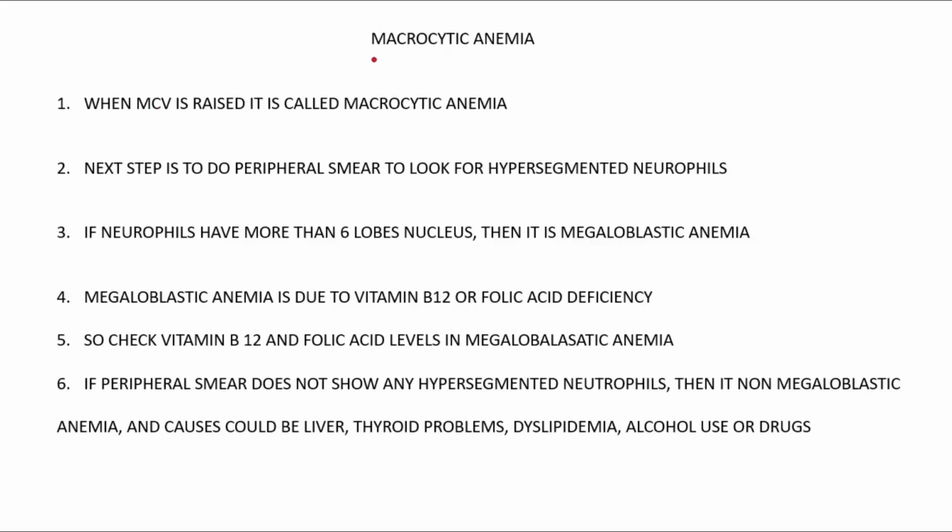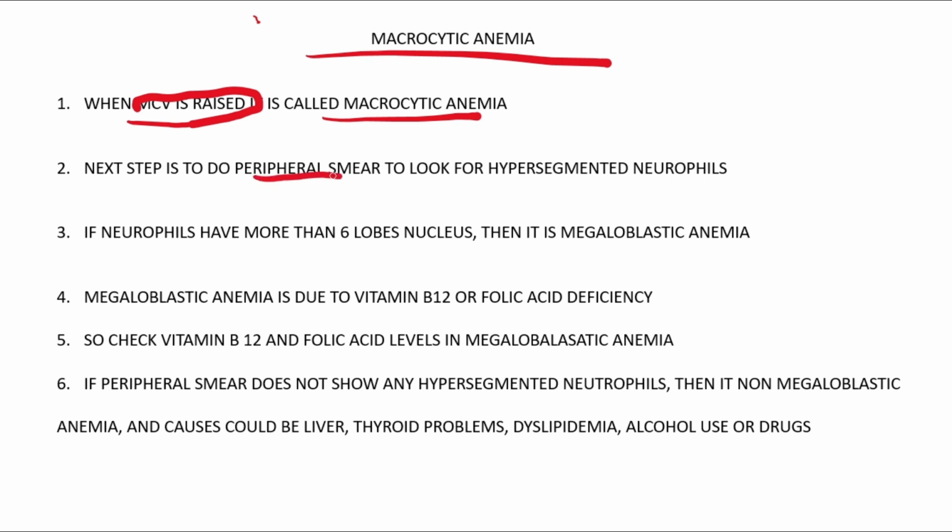Today we are discussing macrocytic anemia. Macrocytic anemia is when the MCV is raised. So, that is called macrocytic anemia. The next step is to do the peripheral smear. Peripheral smear is very important.